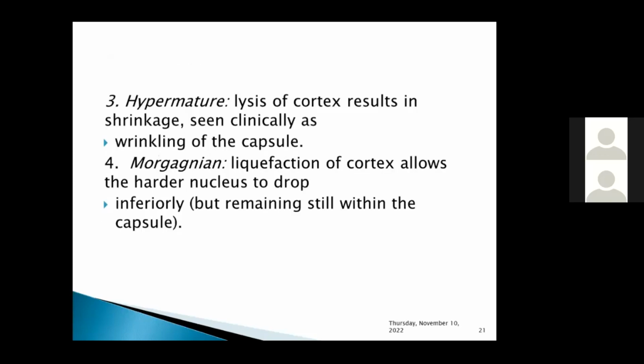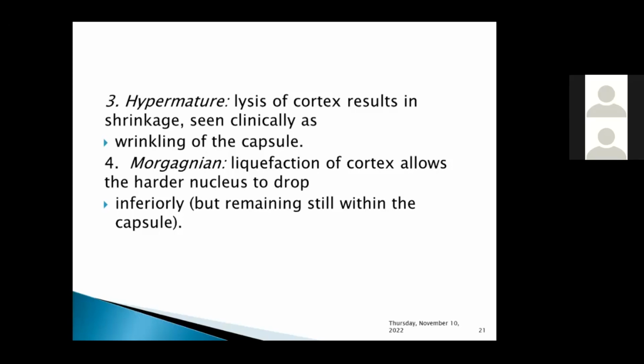Clinically, for those who are interventional with eye care, when the cataract reaches hypermature and Morgagnian, the risk of complication increases significantly. We call it hypermature when there is lysis of the cortex, which results in shrinkage, and through the slit lamp we see wrinkling of the capsule. When it passes this stage, it starts to liquefy, and some particles of the cortex can leak through the capsule into the anterior chamber, which may result in inflammation.